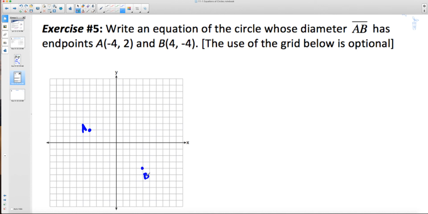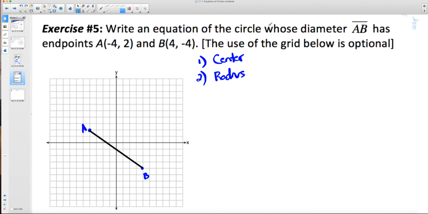And that's B. And they're telling us that this here is a diameter. So that's a diameter. Okay. We need 2 things when we write an equation of a circle. We need the center and we need the radius.